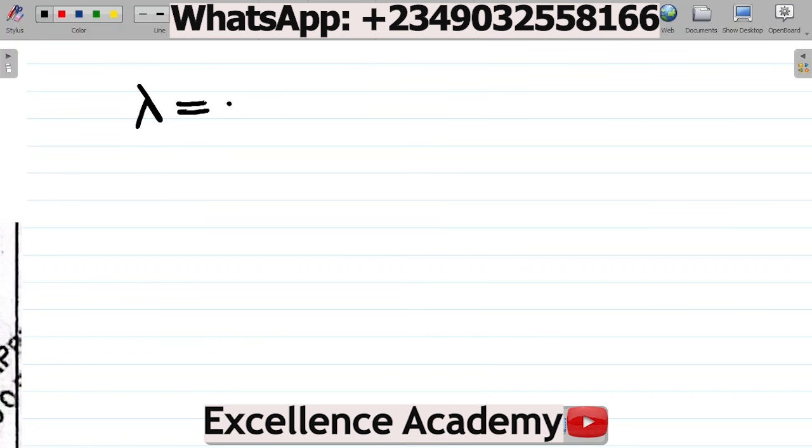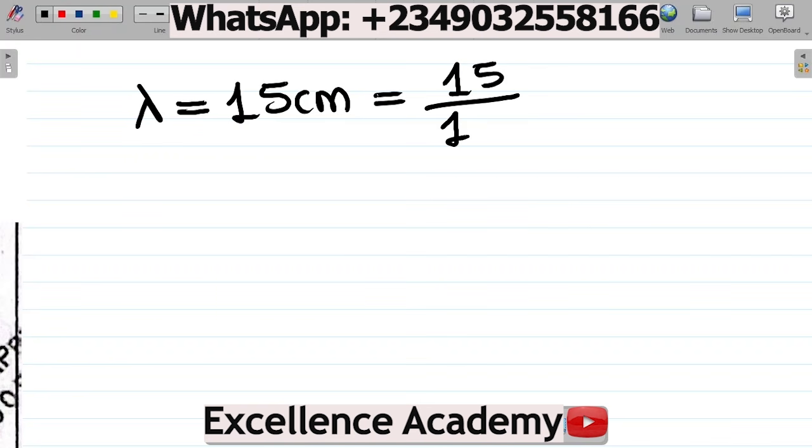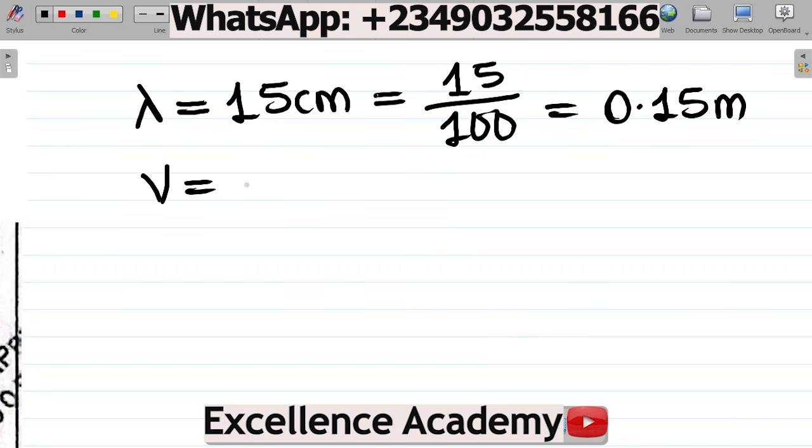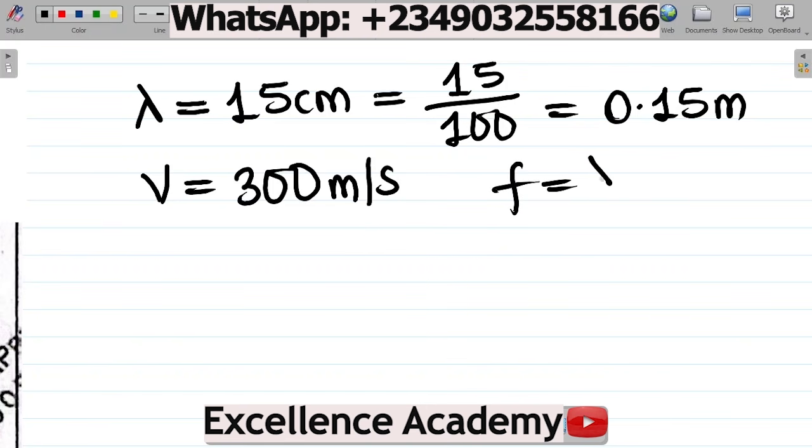The value there is given as 15 in centimeters. Our task would be to convert this from centimeters to meters, which means dividing by 100. So 15 divided by 100. If you do that, you have your answer, 0.15 in meters. We've gotten this in meters. They also said velocity V is equal to 300 meters per second. You have to find the frequency. Frequency is unknown, so I'll use a question mark there.